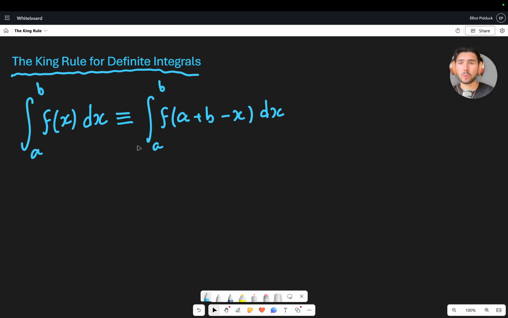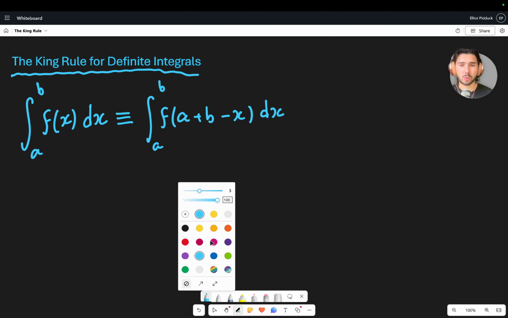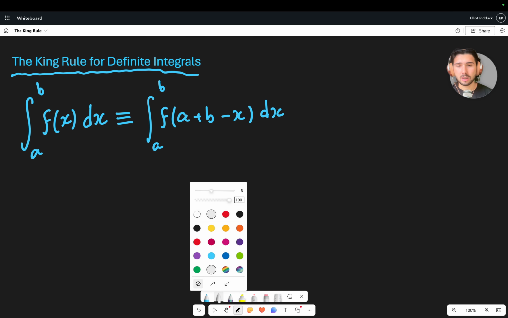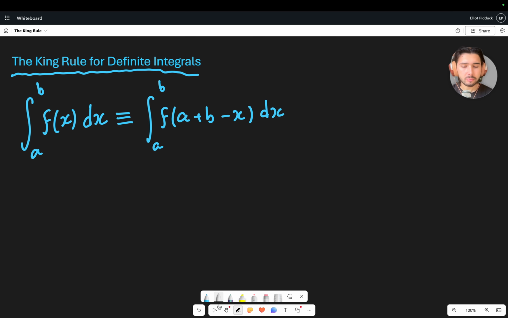By the way, the King rule is not named after anyone. So it's not someone's name. There's no one called King as far as I'm aware. It's just a name that's caught on, basically. So don't try and track down who did it. Let's actually begin by trying to prove it.